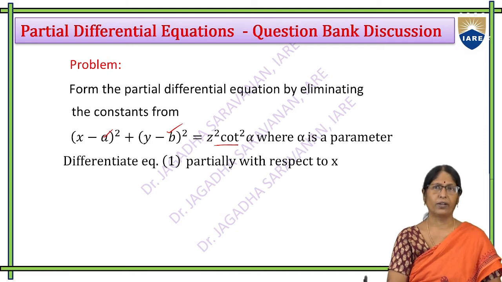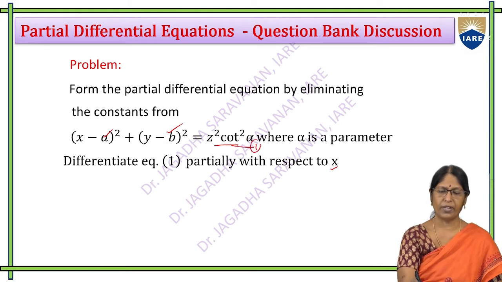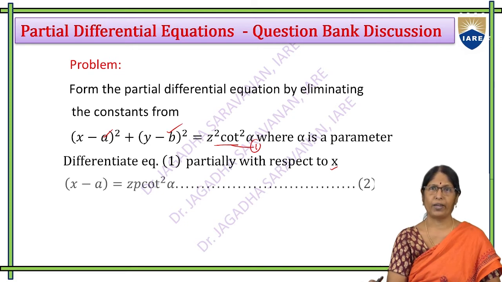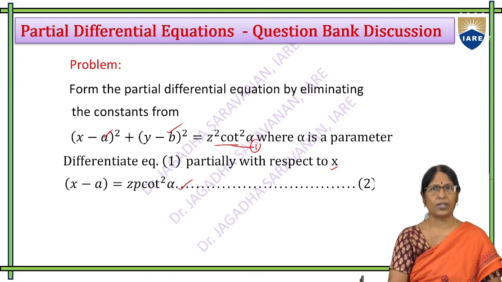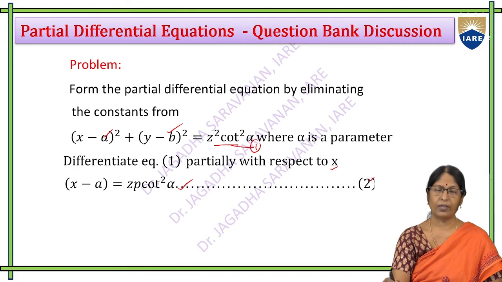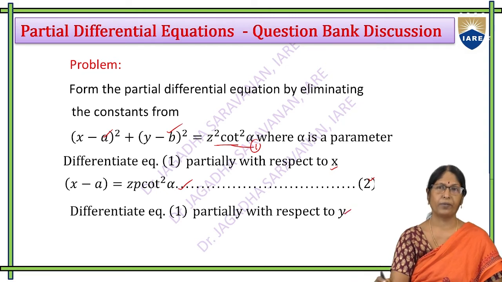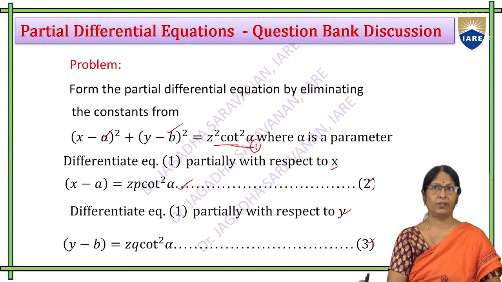First we take this equation as 1. We differentiate partially with respect to x. We have done it, and this result we obtained, which we name as 2. Next we do the differentiation with respect to y, and this is the result we obtained.